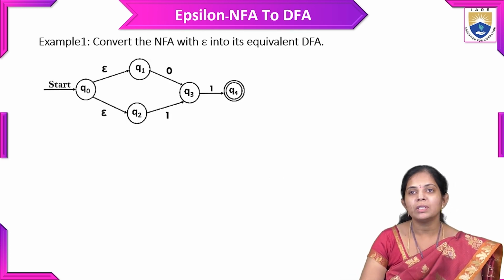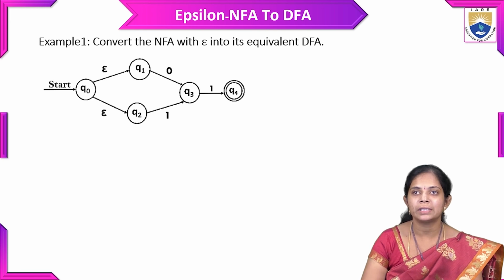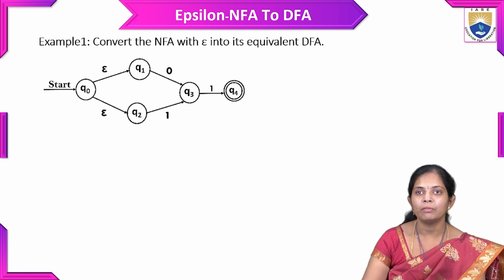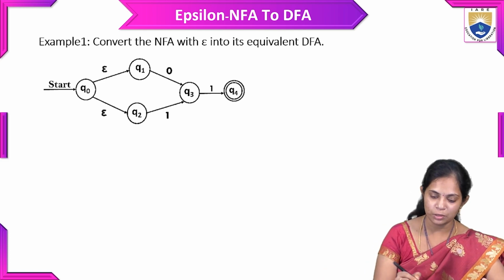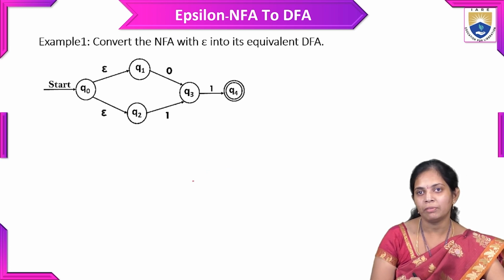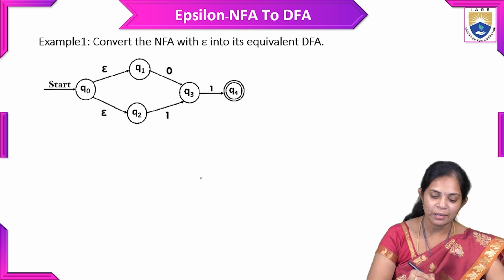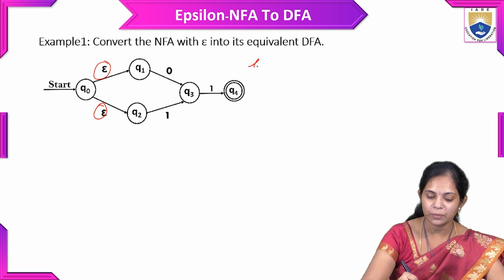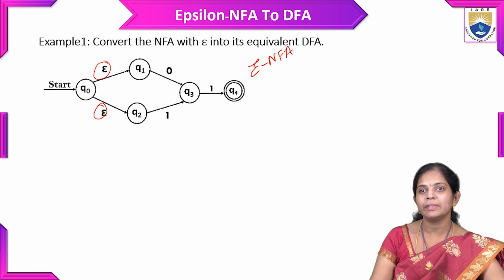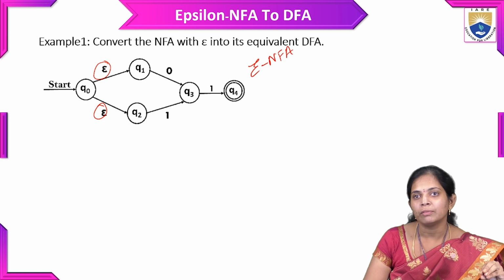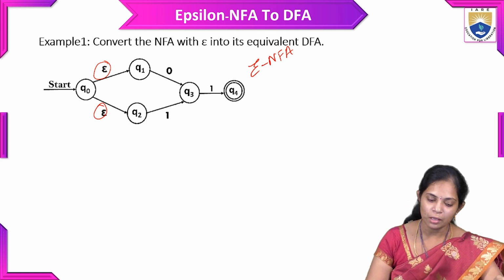Here we have taken one simple example with four states. If we see any diagram, we first have to find out the five-tuple, and determine whether it is an Epsilon NFA, an NFA or a DFA. In this diagram we see the epsilon symbol, so it is obviously an Epsilon NFA. Now we have to convert this Epsilon NFA to DFA.